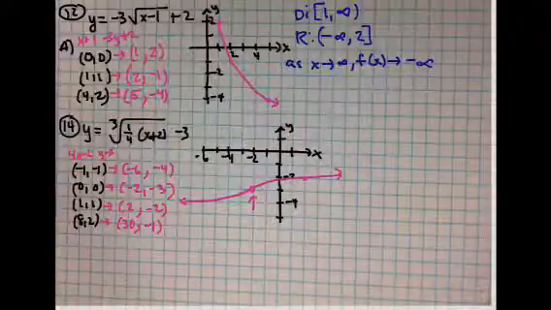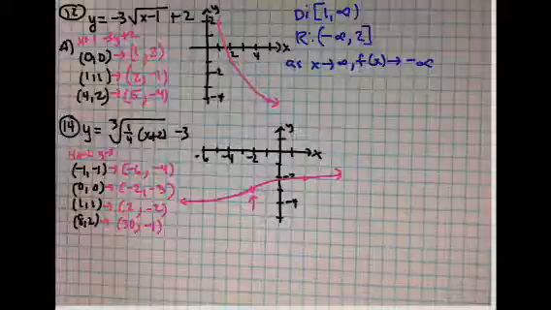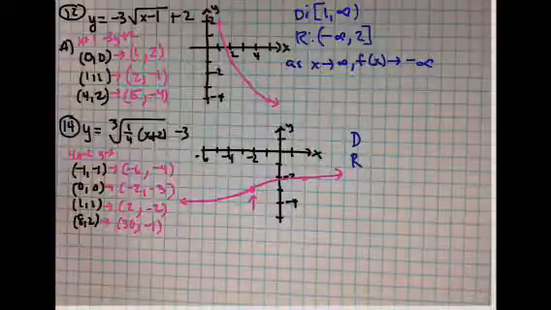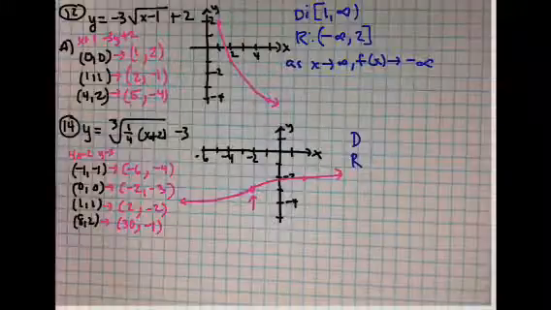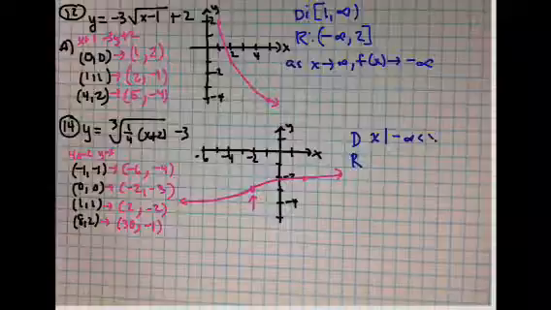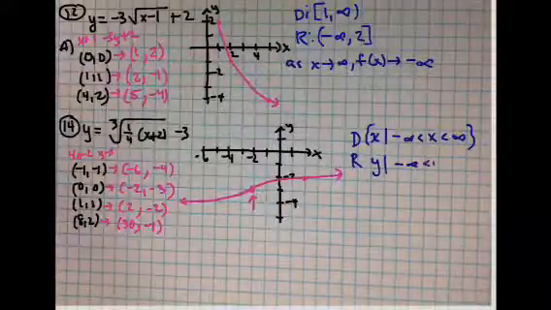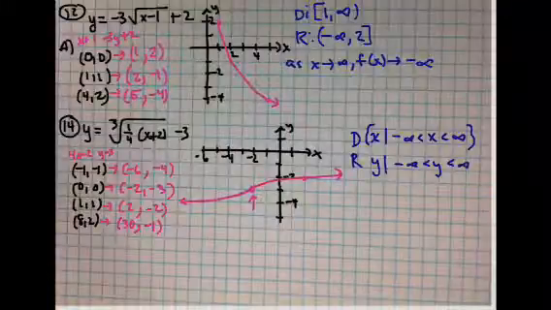Okay, so domain and range. Well, the nice thing about cube root and cubic functions is that the domain and the range is both all reals, but they want the answer in set notation. So we're going to say all x such that x is between negative infinity and positive infinity. So it's all reals. And for the range, y such that y is between negative infinity and positive infinity. Okay? Oops, forgot the brace right here.